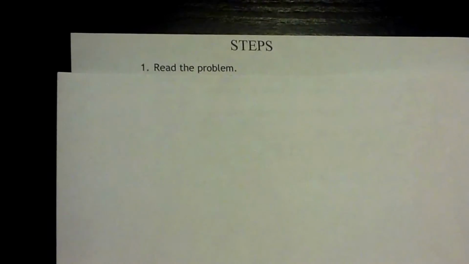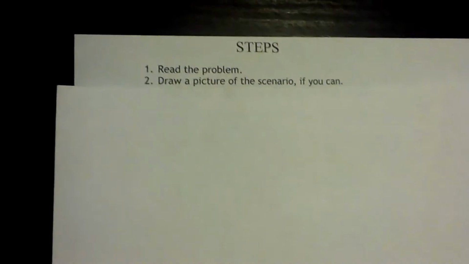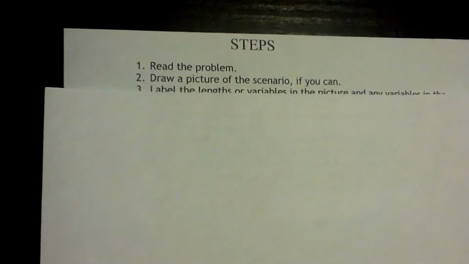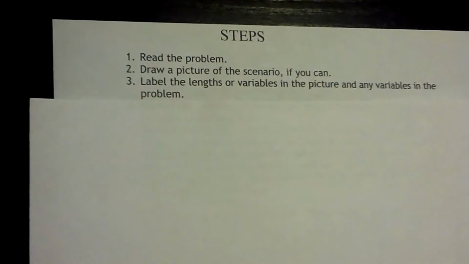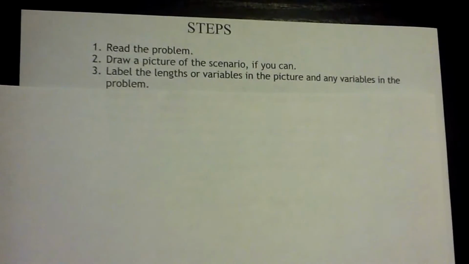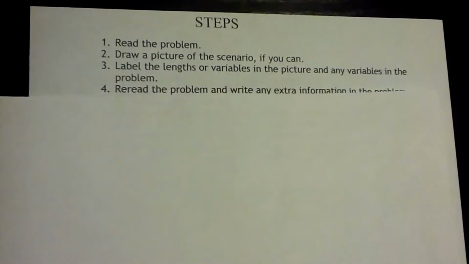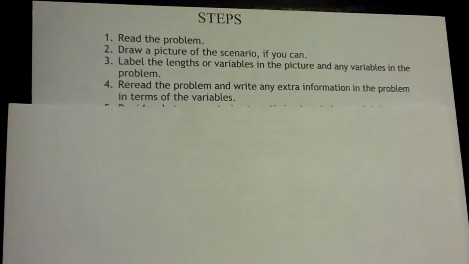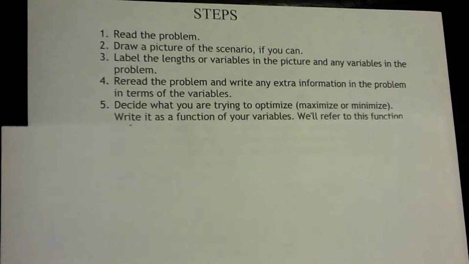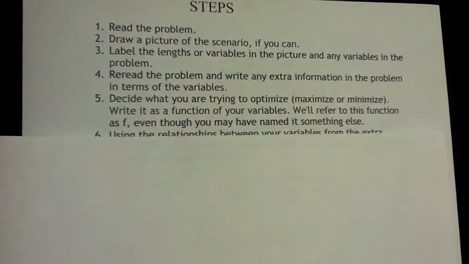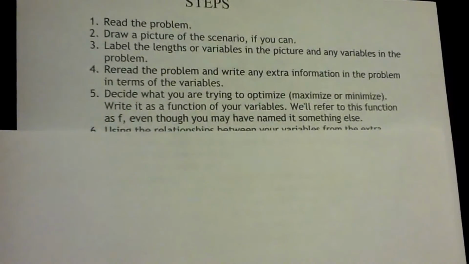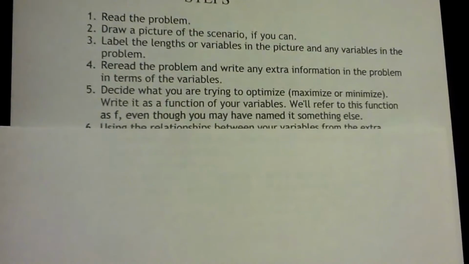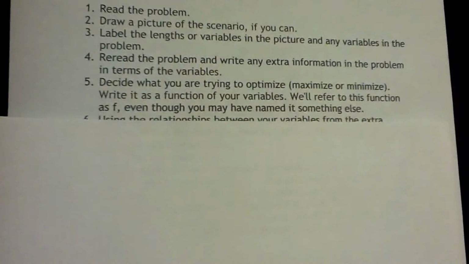The first step is read the problem. The second step is draw a picture. The third step is to label all the variables given. The fourth step is to reread the problem. The fifth step is to decide if you're trying to find maximum or minimum and write the function.